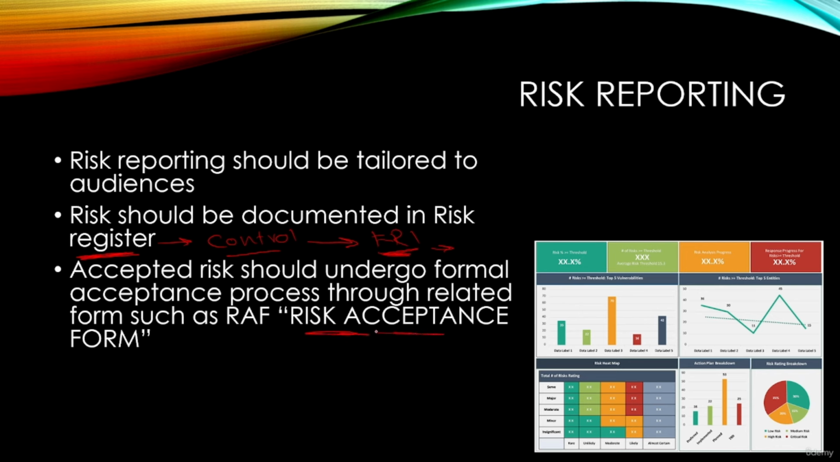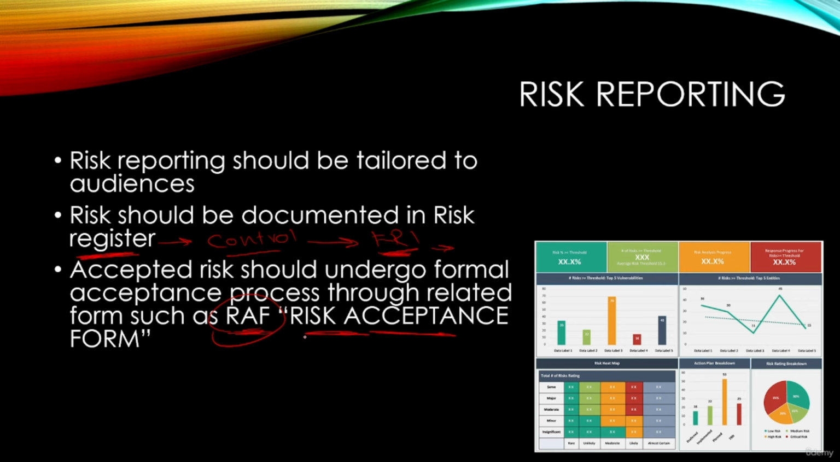We should also have another form known as the risk acceptance form, abbreviated as RAF. So we have many kinds of documentation that we use in reporting the risk. The most common one is the risk register, which includes all of the information that might be needed related to the risk that has been identified, with the controls, the monitoring criteria, and the interval of monitoring this risk. And accepted risks, or the risks that undergo the formal acceptance process, should be documented in another separate form known as the risk acceptance form.